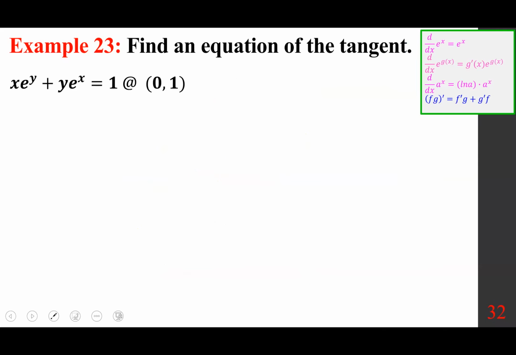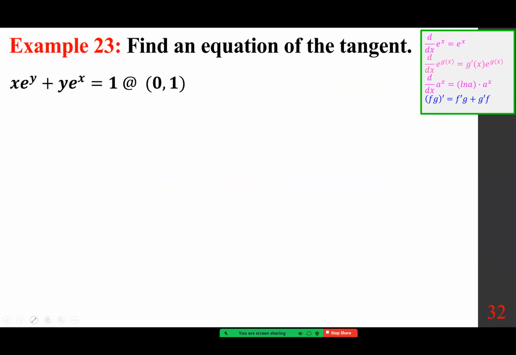We want to find the equation of a tangent line for this function, x e to the power of y plus y e to the power of x equals 1, at (0, 1). Which means we need two things: a pair x, y, which is given. We also need the slope, which means we have to differentiate, and we are going to differentiate implicitly.